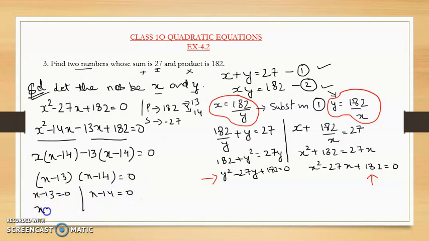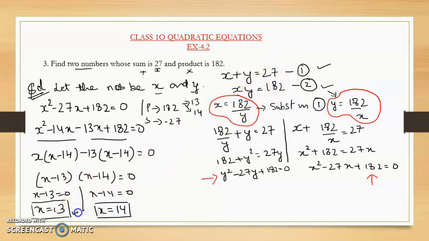From here x is equal to 13. Don't ask me how x is equal to 13, because we're transposing students. By this time you should be very clear how to transpose. This negative 13, when you take on the right side, it will be 13, and this minus 14 you take on the right side, it will become positive. So x is equal to 13 and x is equal to 14. Now any of these values of x you substitute in the previous equation, you will get the value of y.